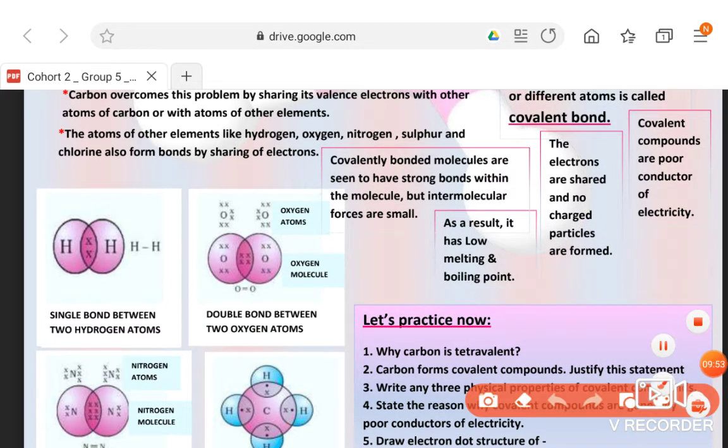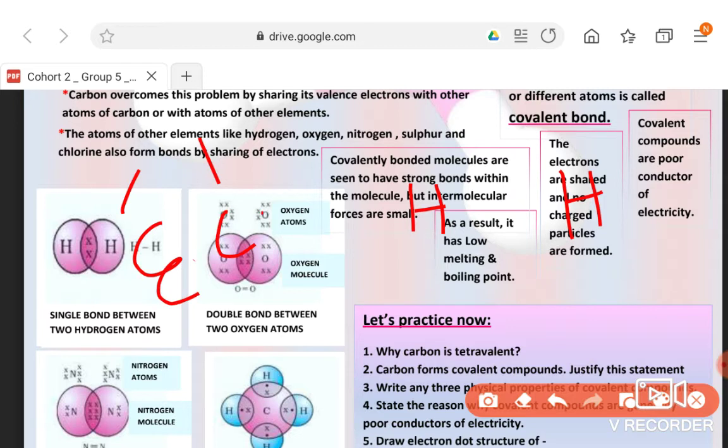So now we are looking at how these electrons are shared. This is known as the electron dot structure. Let us see the simplest, that is hydrogen. Hydrogen, you all know, has atomic number 1, so its electronic configuration will be only one electron in the first shell. So one hydrogen contains one electron, and similarly the second hydrogen contains one electron.